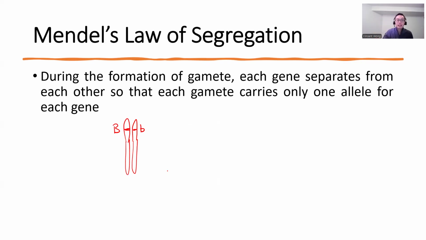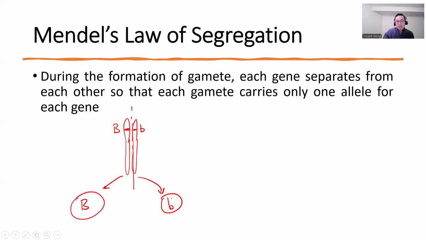Heterozygous, different alleles. Now, during meiosis, which is the process of forming gametes, you are going to divide the genetic information by half. You go from diploid to haploid. And so these chromosomes are actually going to separate, right?